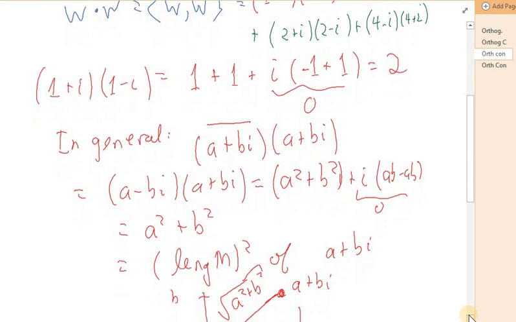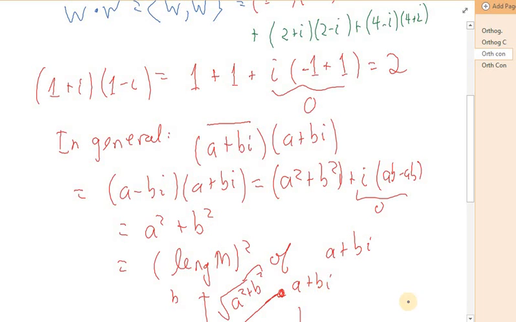If I take A plus BI and its complex conjugate and multiply by A, if I take the conjugate of A plus BI times A plus BI, I'm going to get A minus BI times A plus BI. And you can work it out. You're going to get A squared plus B squared. Now this should look familiar.